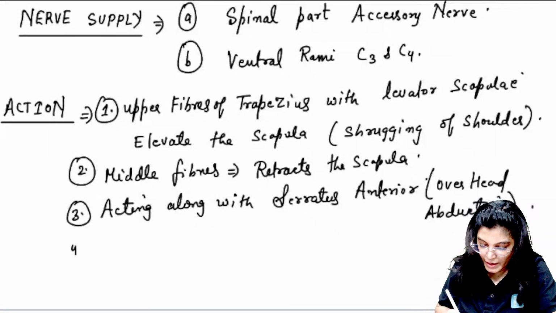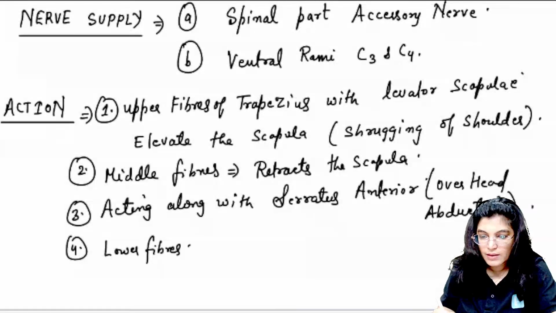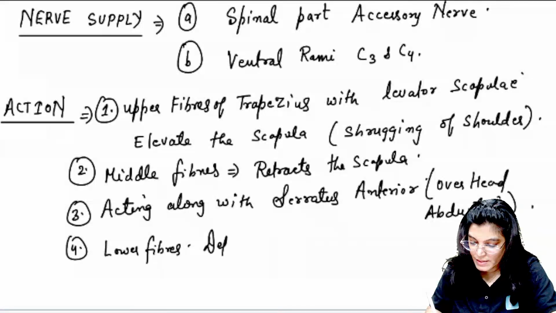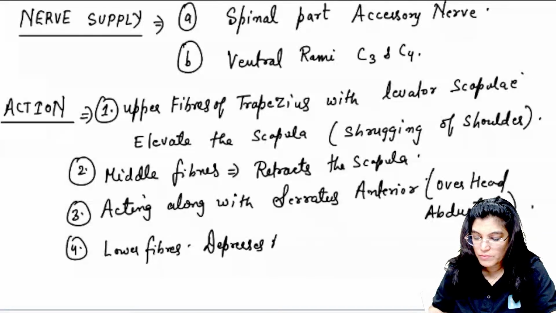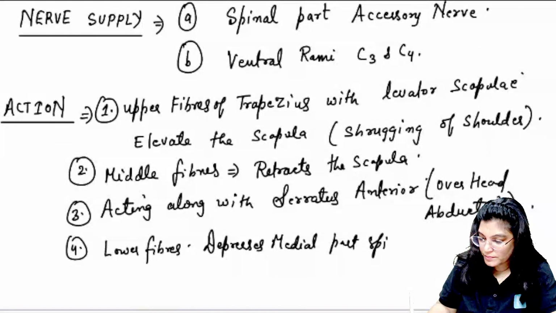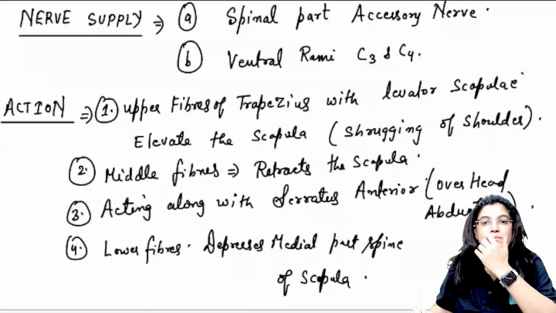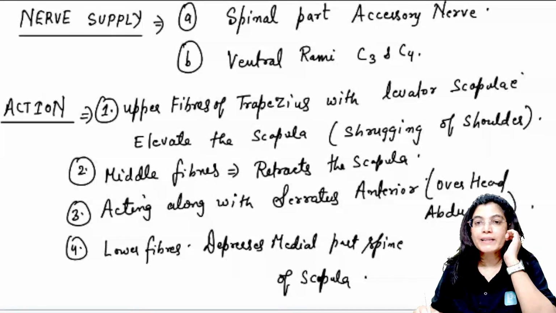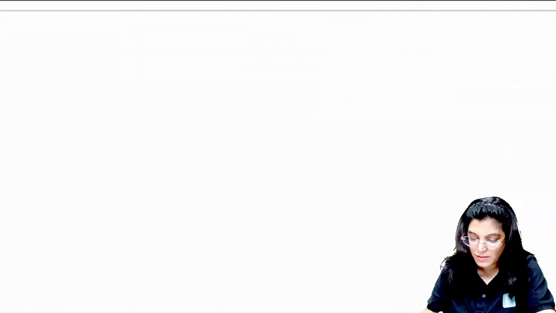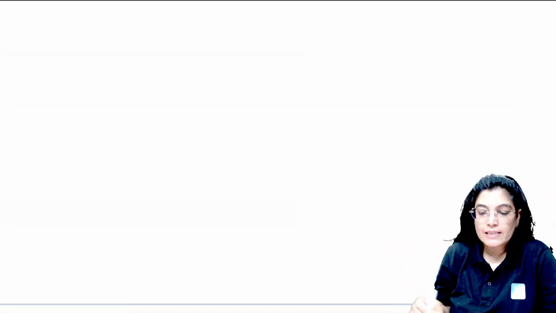Also, if you want to write one more action, the lower fibers of the trapezius muscle depress the medial part of the spine of scapula. So all these multiple actions are performed by the trapezius muscle. That is a very important point. Now, the next muscle which I want to describe is latissimus dorsi muscle.